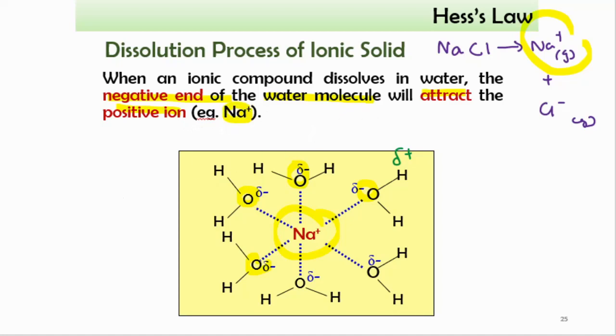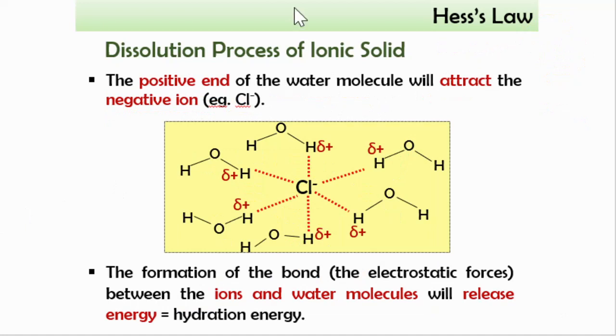Okay, so what happened to Cl-? So bila Cl-, bahagian positif tadi yang bahagian H, hydrogen, okay, hydrogen kamu partially positive, sebab all the electron density tertarik ke arah oksigen ni. So it will attract the negative ion, in this case Cl- ion lah. Depends on your ionic salt tu. So the formation of the bond, which is the electrostatic forces between the ions and water molecule, will release energy. Ini yang kita panggil sebagai hydration energy.